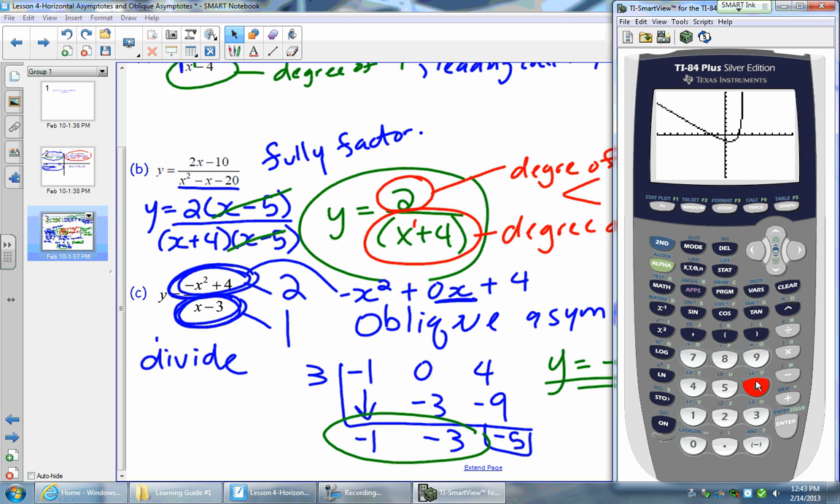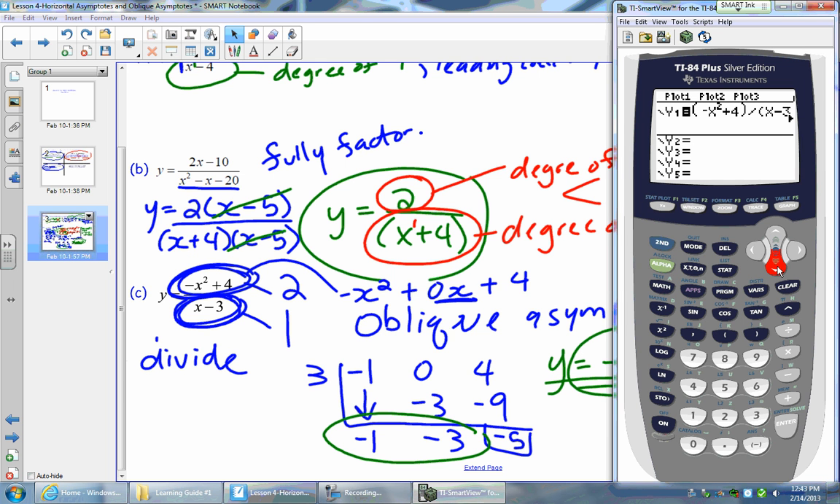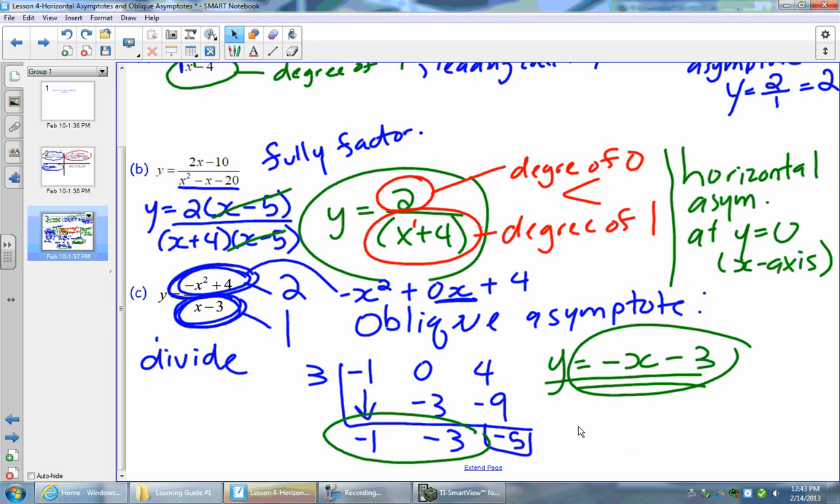So to check what it is, plug in the equation of the oblique asymptote, which is located right there. So plug in that function along with your rational function. So go to y2, you're going to enter negative x minus 3, and look what happens. Graph. Notice that that is the oblique asymptote. So the graph is approaching this line, but it's not touching it. Okay, so that is how you find the horizontal or oblique asymptotes of a rational function.